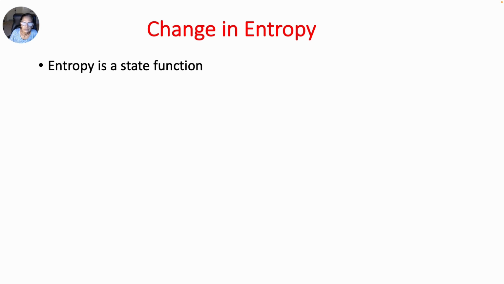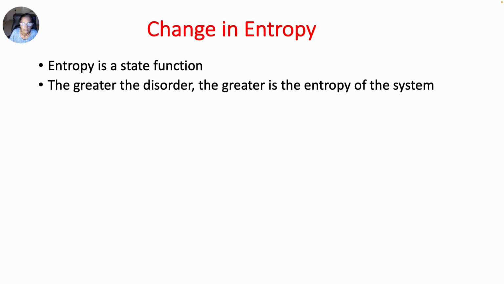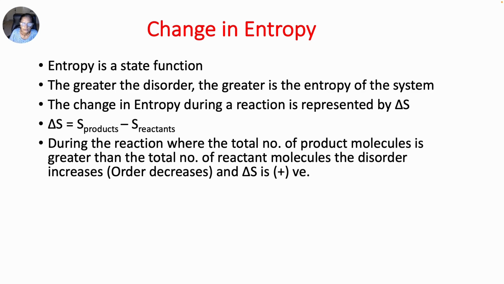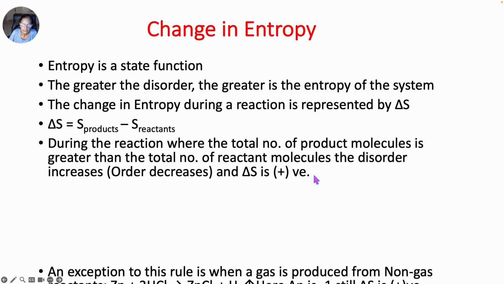It depends only on the state of the system. The greater the disorder, the greater is the entropy of the system. The change in entropy during a reaction is represented by delta S. Delta always represents change. Delta S is equal to entropy of products minus entropy of reactants. During a reaction where the total number of product molecules is greater than the total number of reactant molecules, the disorder always increases, order decreases, and delta S is always positive.